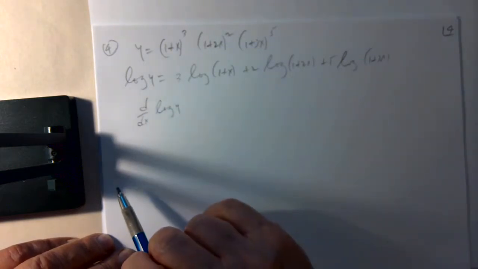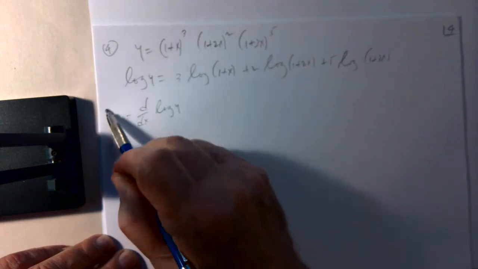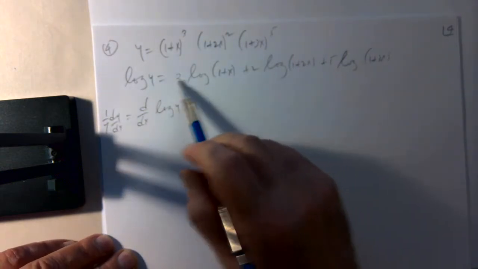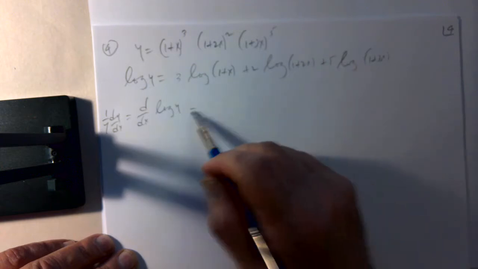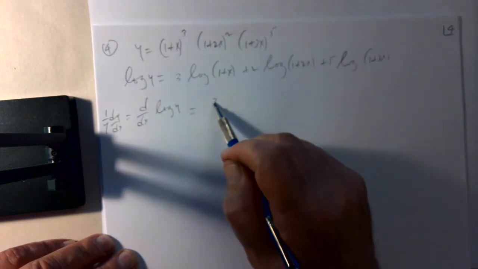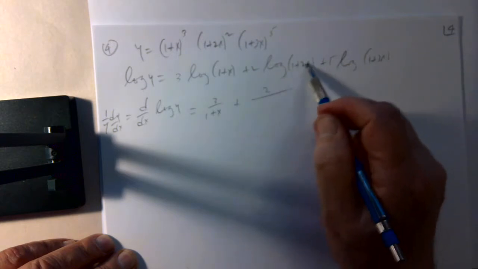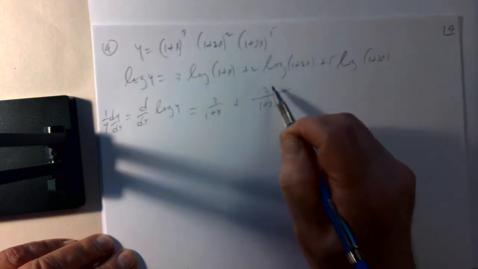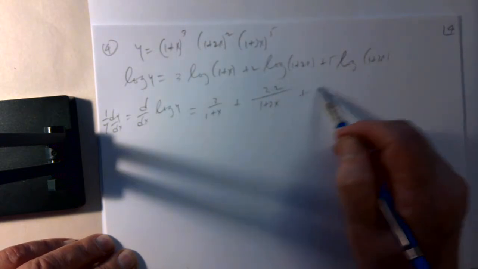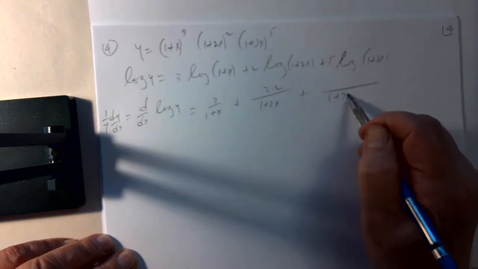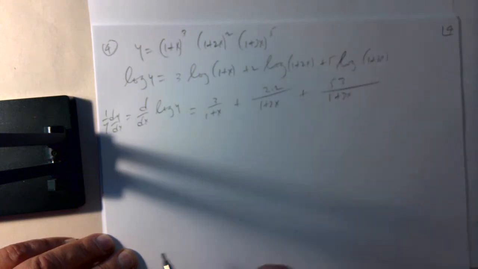If you differentiate log y with respect to x, you get 1 over y dy/dx. On the other hand, when you differentiate this, you get 3 over 1 plus x plus 2 over 1 plus 2x times 2. The derivative of the last term is 1 over 1 plus 3x times 3.